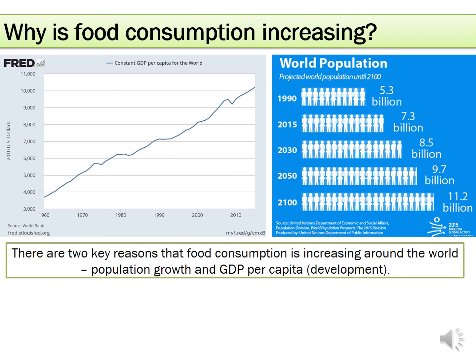And 2100 is predicted to be 11.2 billion. Very simple. More people need more food. And if those more people have a higher development, linking back to the GDP graph, therefore, they are going to have more money to spend on food, leading to why food consumption is increasing.